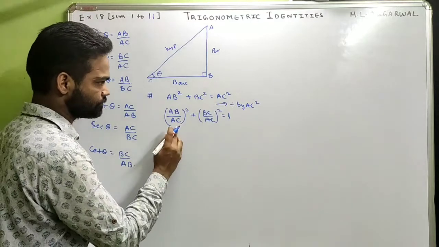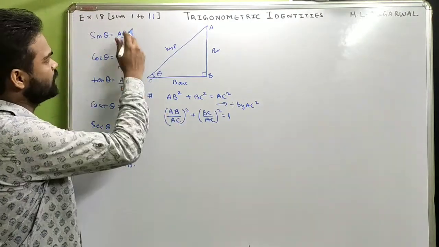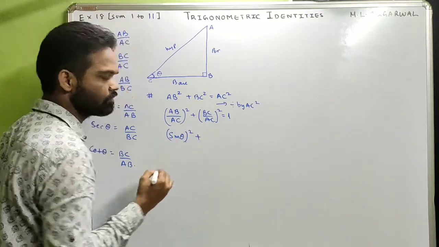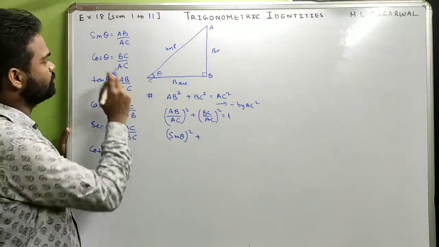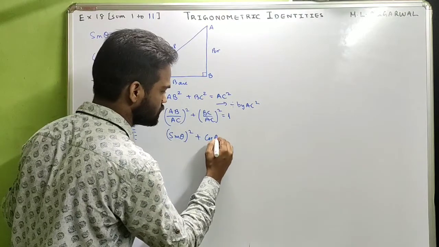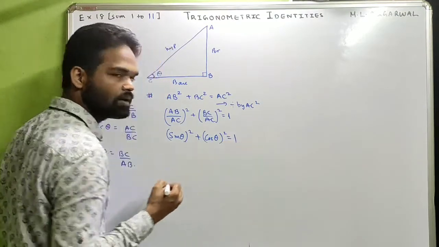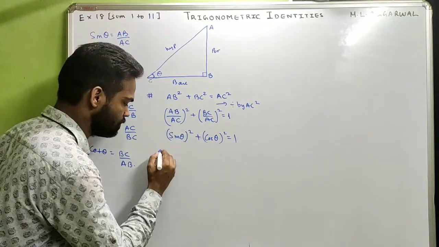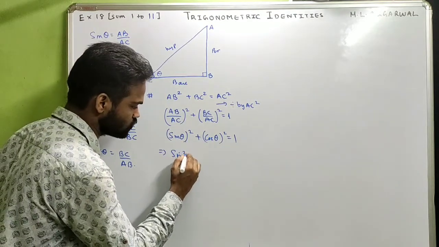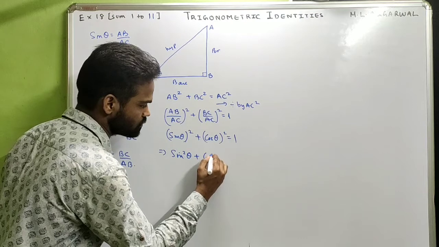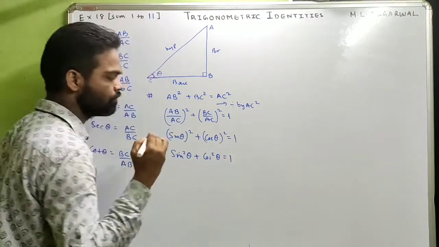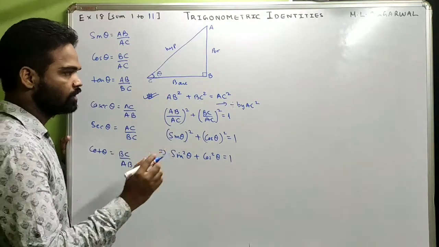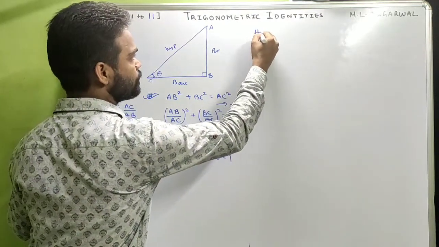Now just look over here. AB by AC is nothing but sine. So this becomes sin² θ. BC by AC is nothing but cos. So cos² θ is equal to 1. So sin² θ + cos² θ = 1. This is your first identity. Okay. Now look at the next one.